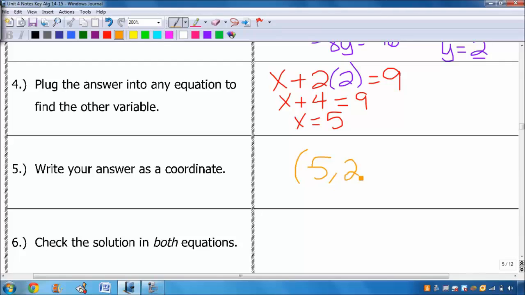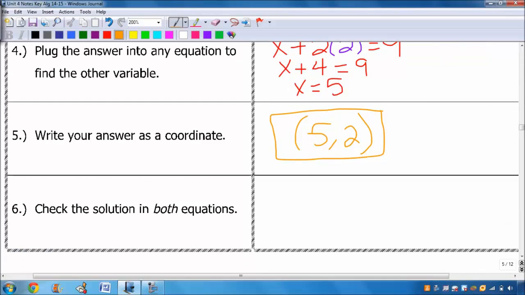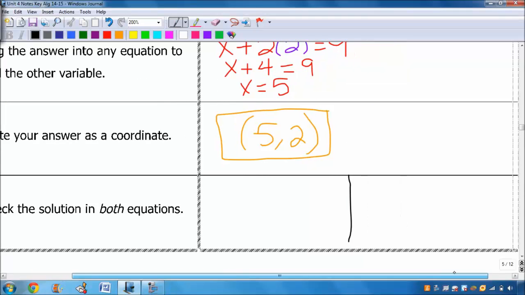Which is where my 2 graphs would intersect if I were to graph them out, just like we learned in our last video. Last thing I need to do is check the solution in both equations. So I'll go ahead and do that. I'm going to split this down the middle so that I can check the equation twice, especially since there's two equations, right?